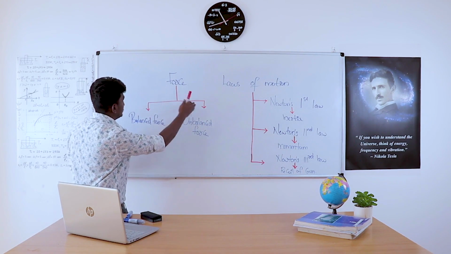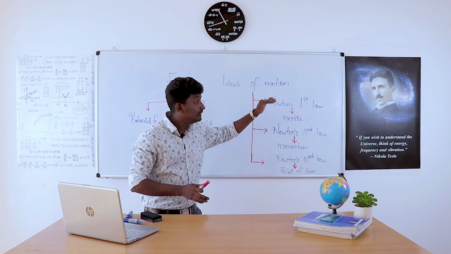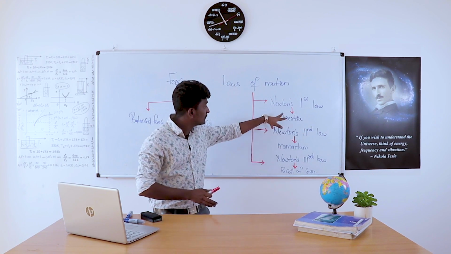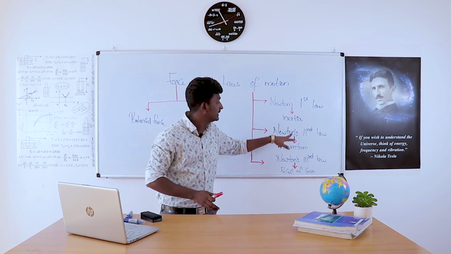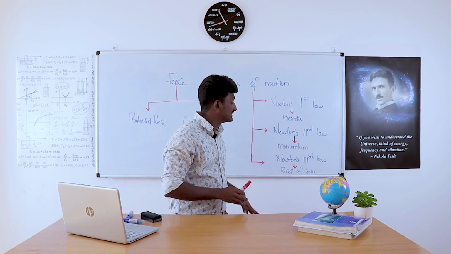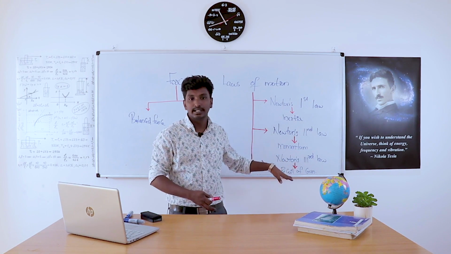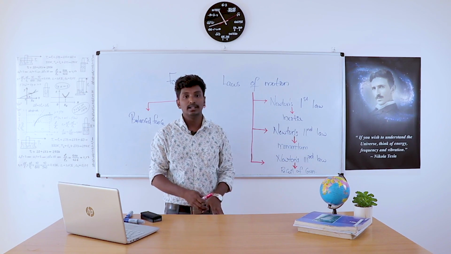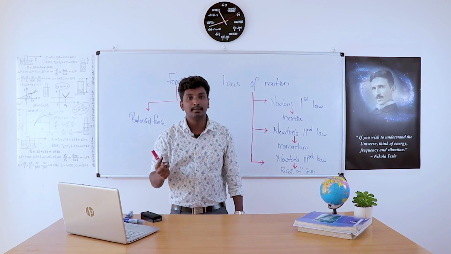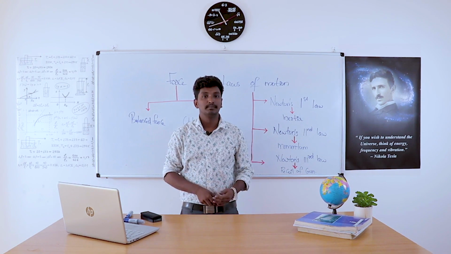From force, we have two topics, balanced and unbalanced force. In laws of motion, we have three main laws: Newton's first law, second law, and third law. From the first law, we get the term inertia. From the second law, we get the term momentum, and from Newton's third law, the application which can be asked in your exam is the recoil of gun. That's what the second chapter in physics grade 9, Force and Laws of Motion, is all about.